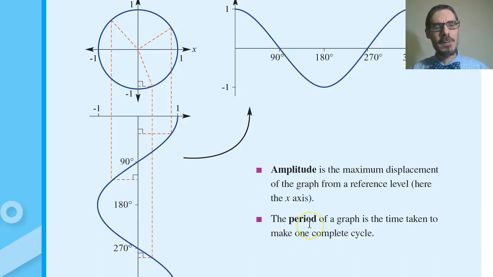The period of the graph is how long it takes for one complete cycle.